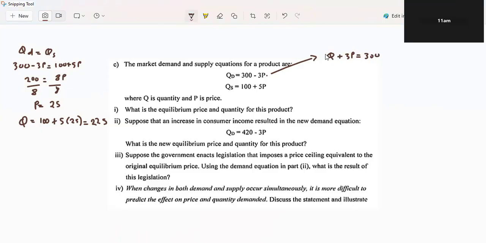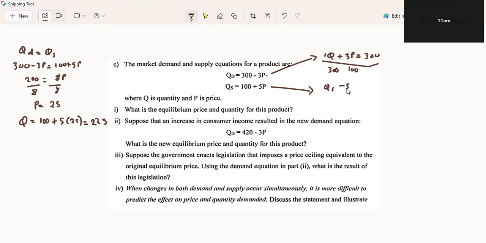So now I'll do for quantity. 1 into 300, it will be 300. And then 3 into 300, our price will be at 100. Okay. Then you do the same for what? Supply.